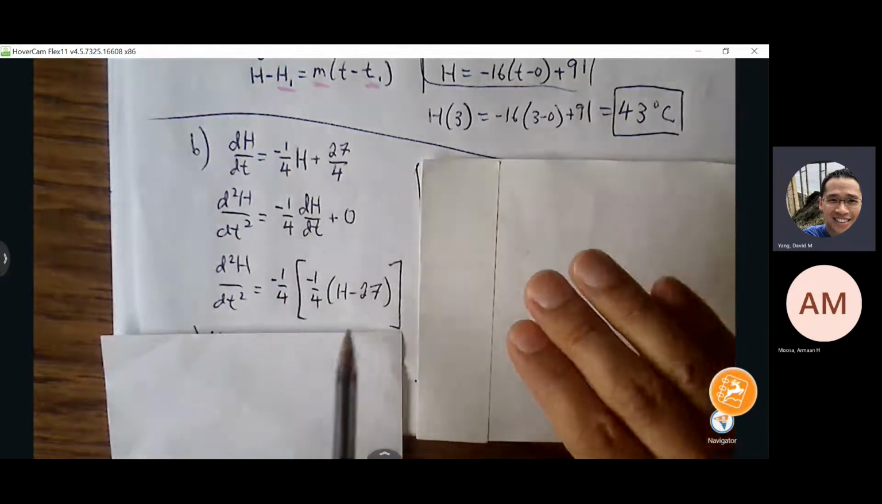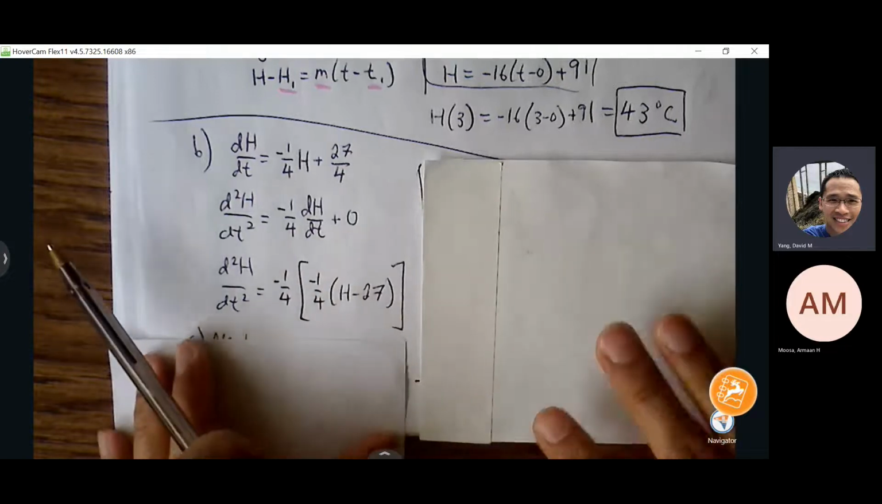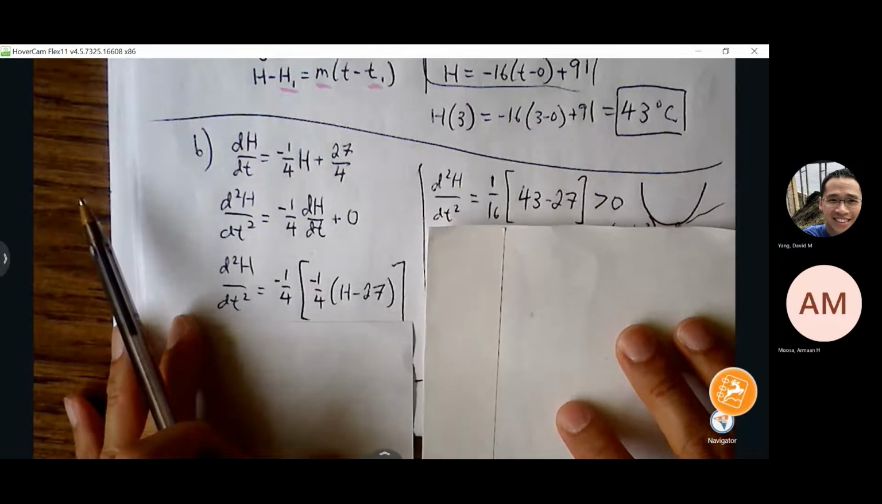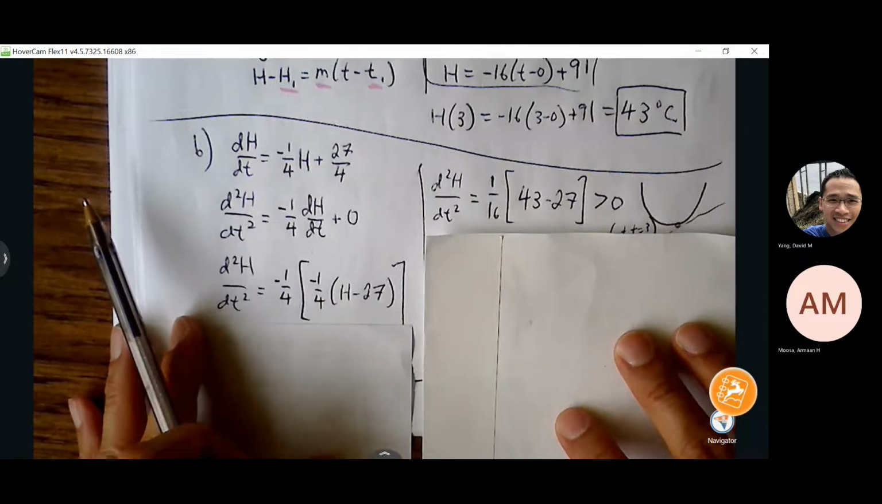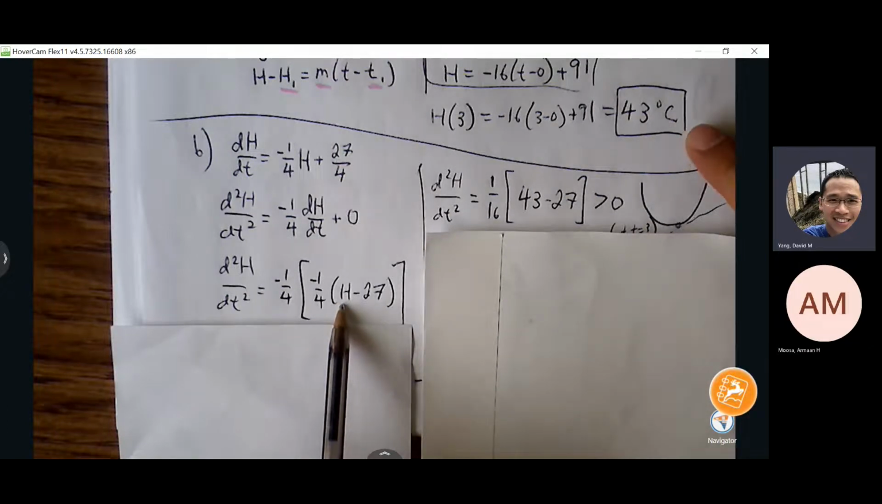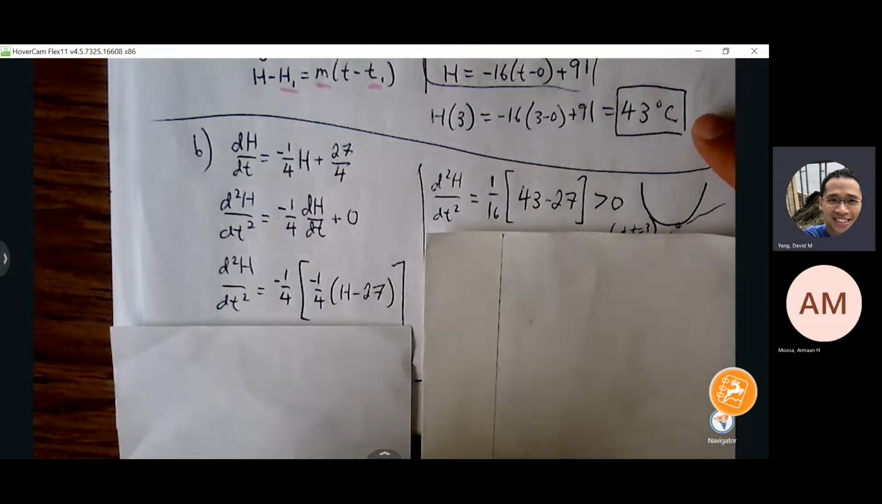Okay, so this is my full second derivative in terms of h. Let me do some cleanup here. Multiply the -1/4 together, I get positive 1/16. So I have my second derivative, my h, which is my temperature that I gathered at 3 minutes, is 43 degrees.